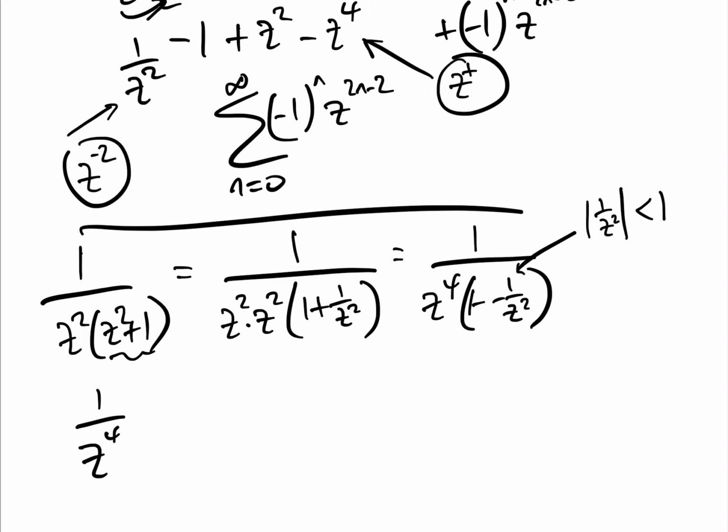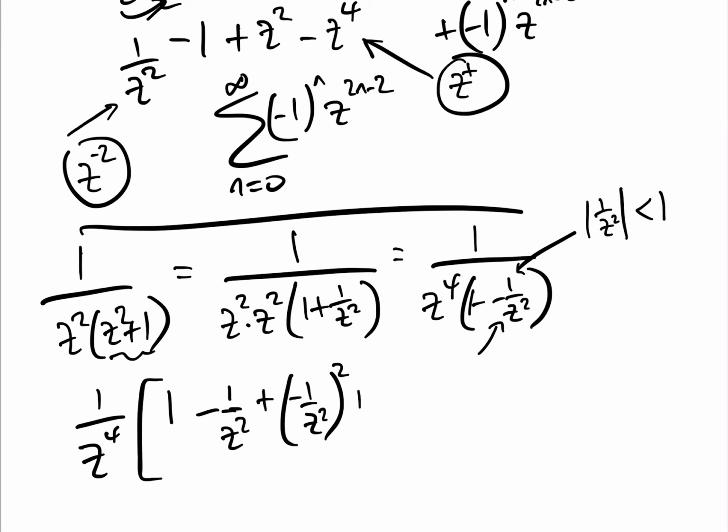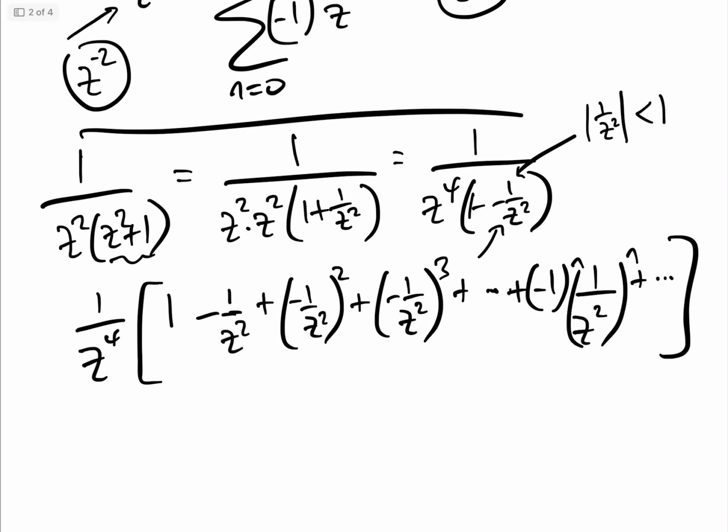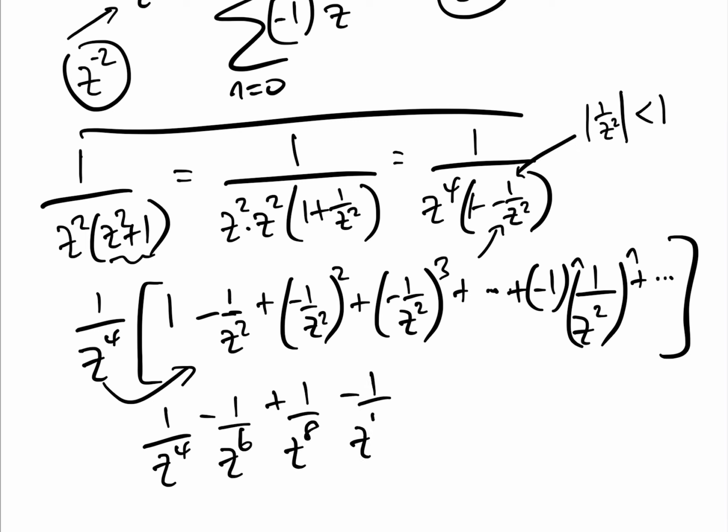our Laurent series expansion is 1 over z to the 4 times 1 minus 1 over z squared, add minus 1 over z squared squared, add minus 1 over z squared cubed, add minus 1 to the n, 1 over z squared to the n, add ad infinitum. And now when we multiply out, we get 1 over z to the 4 minus 1 over z to the 6, add 1 over z to the 8 minus 1 over z to the 10, etc., etc.